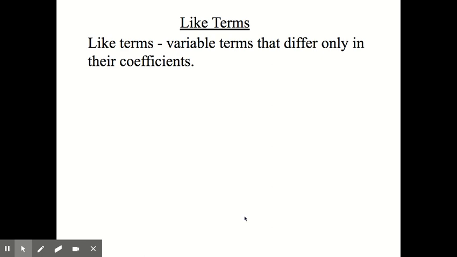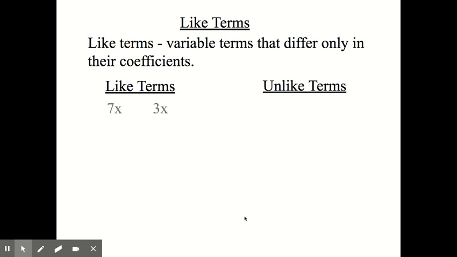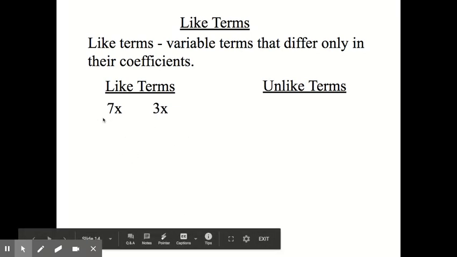All right, now let's talk about like terms. Like terms are variable terms that differ only in their coefficient. Only in their coefficient. So like terms would be, versus unlike terms, 7x and 3x. Those are like terms. They both have x, and they have the different coefficients of 7 and 3.